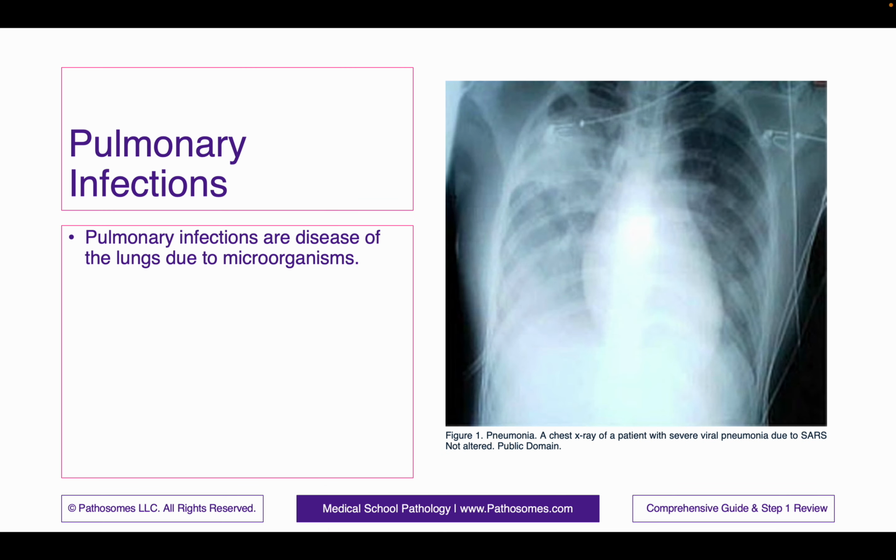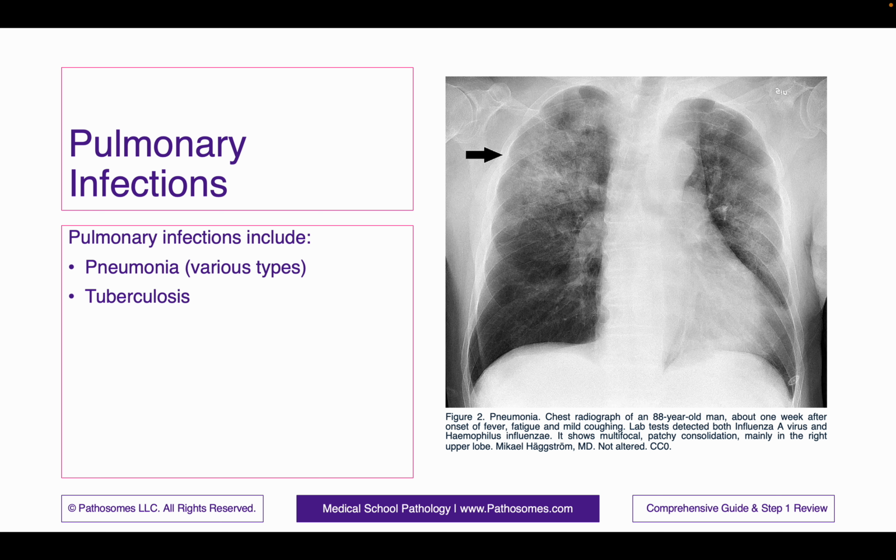Now let's jump right into this, okay? Because this is a big deal. You will see it. Let's start off with talking about pulmonary infections. What is that exactly? Well, it's pretty simple. Pulmonary infections are diseases of the lungs due to microorganisms. Pulmonary infections include pneumonia and tuberculosis. These show up classically at your level.